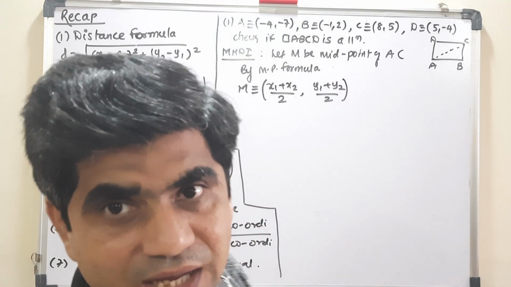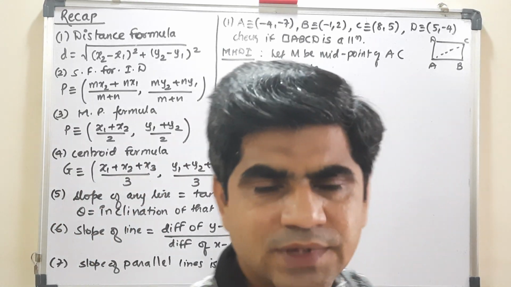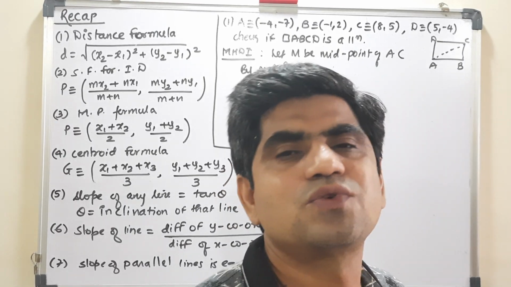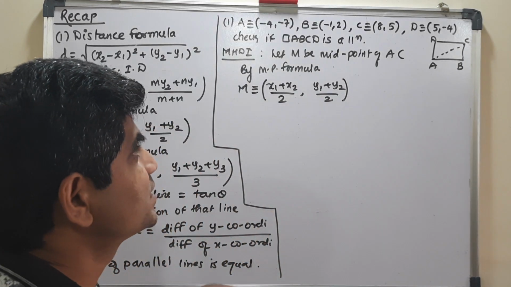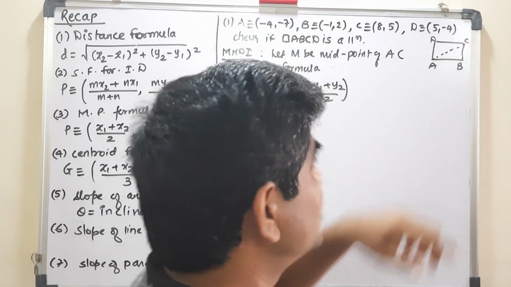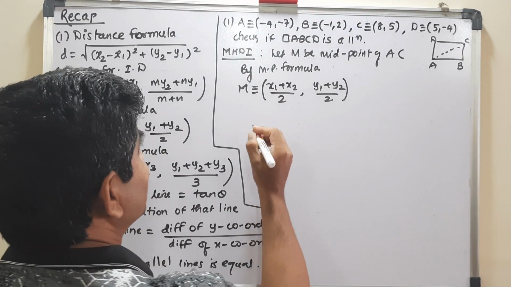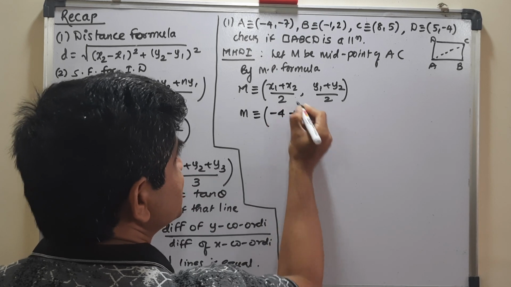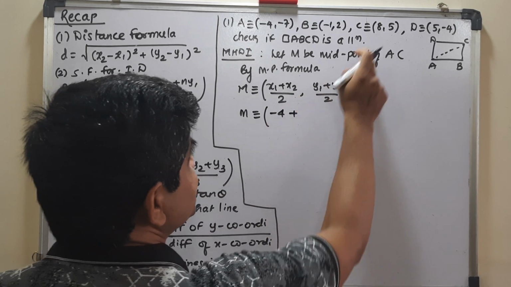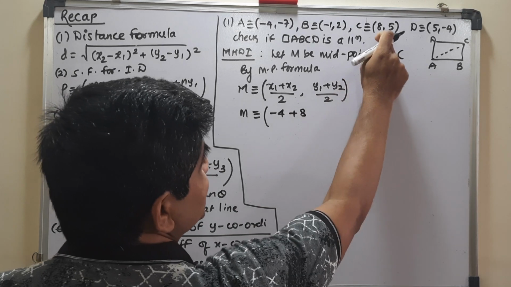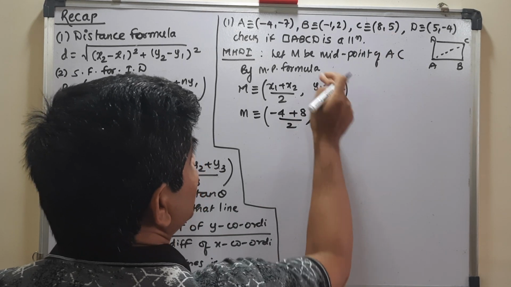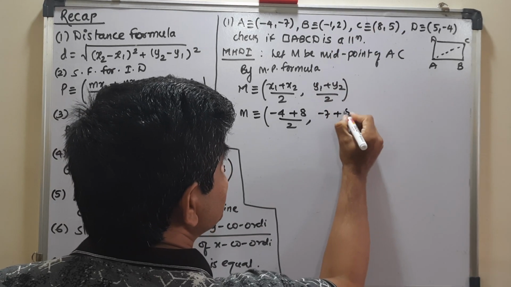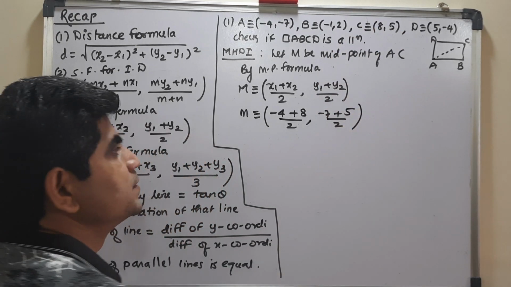Writing the formula is absolutely not necessary; we are writing it for ourselves. Who is x1 and who is x2 is up to you. That is, A and C are there, right? So the x coordinate of A is -4 plus the x coordinate of C, that is 8, upon 2, and the y coordinate of A is -7 plus the y coordinate of C, which is 5, upon 2, right?